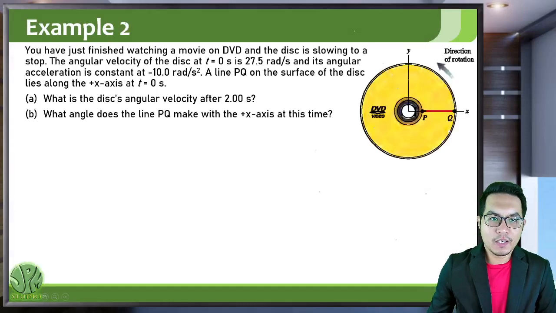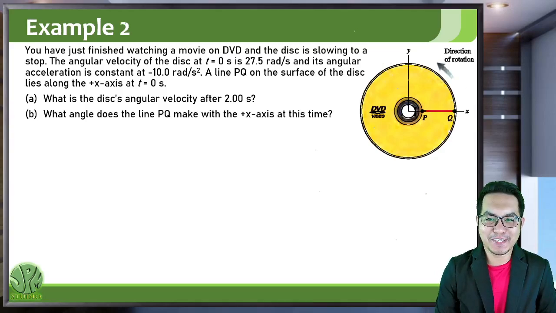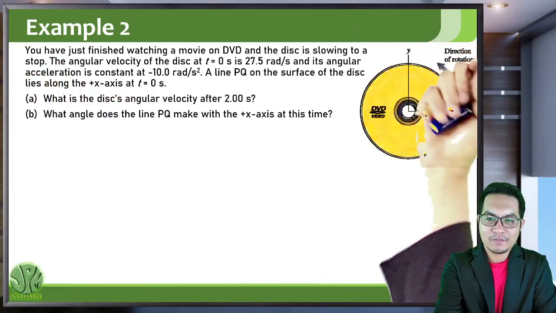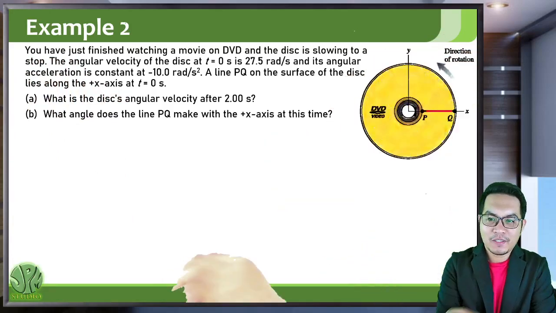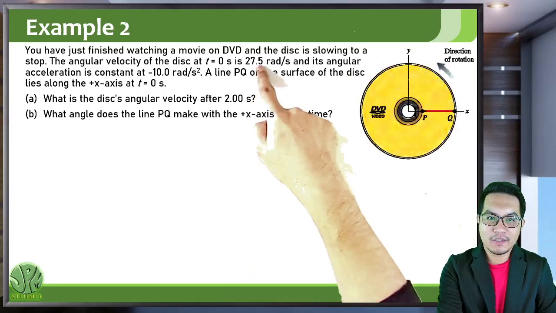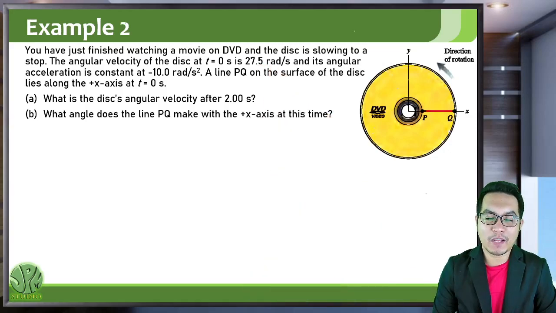In this example, it's a DVD. I don't know if you still know what a DVD is. This is now an obsolete technology. So you have just finished watching a movie on DVD, assuming you still have a DVD player, and the disc is slowing down to a stop. The angular velocity of the disc at time equal to 0, meaning you are timing here with a stopwatch, you start at time equal to 0. You measure the angular velocity. So this is now the initial angular velocity, 27.5 radians per second.